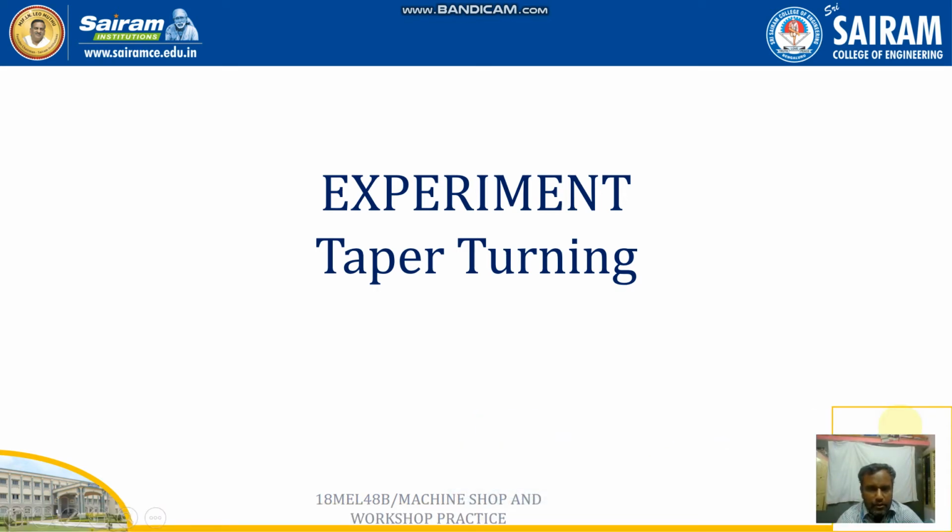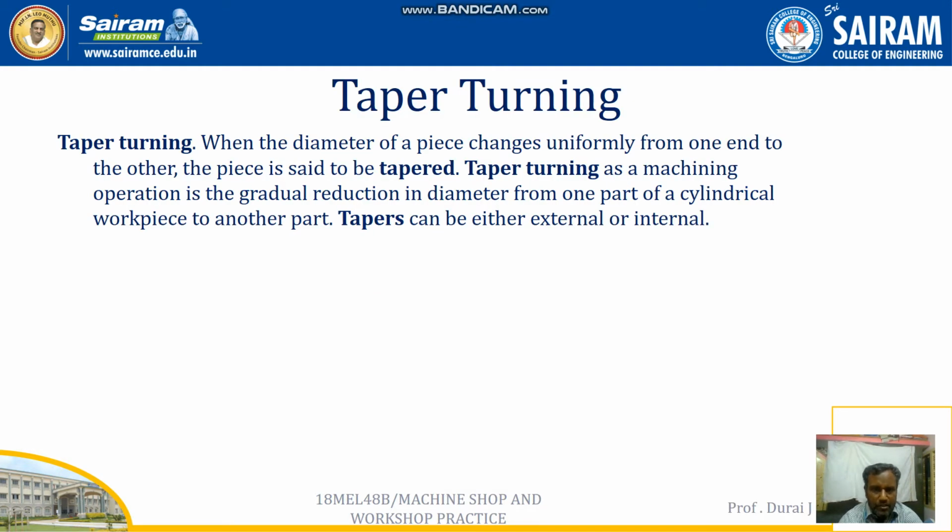Good evening, everyone. In this video, we are going to discuss the taper turning experiment. The taper turning experiment is used to make conical shapes on a cylindrical component. Usually, in the tailstock, the dead center backside is made in a tapered shape. It is used to rigidly fix the dead center on the tailstock.